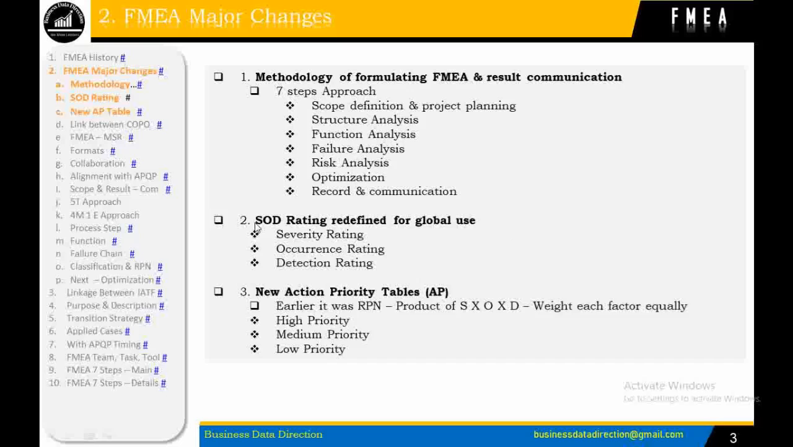Now the second major change is that SOD rating is redefined. The severity rating, occurrence rating and detection rating have been redefined in the rating tables. The third major change is action priority. In the previous FMEA, it was risk priority number. Now this changed to action priority, and there are 3 priorities: high priority, medium priority and low priority.